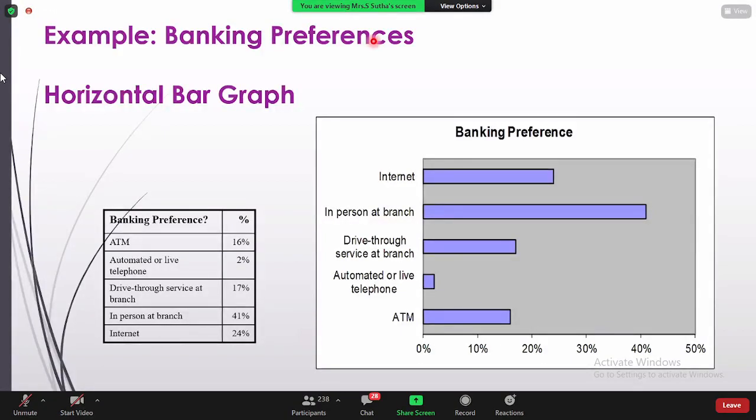Write the decision in the chat box regarding the preference of banking methods. What is the information you are going to give to the bank manager?